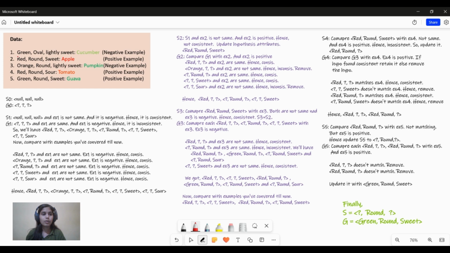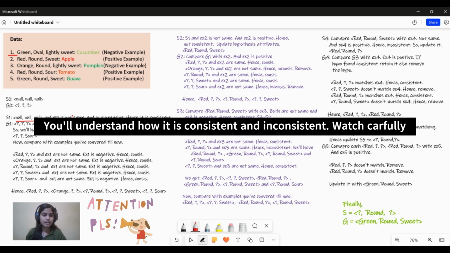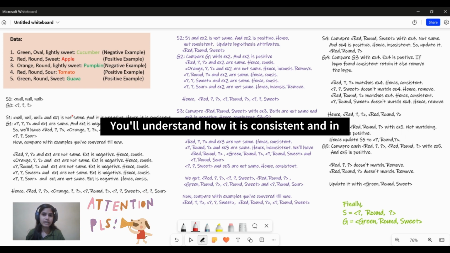Now we will go on to the first example, and the first example is a negative example. Now what we will do is compare. First we will work with the specific hypothesis. As it is a negative example, we need not do anything with the specific hypothesis. How am I saying this? Let's see. First we will compare null, null, null and example 1. Here null and example 1 are not the same, and example 1 is a negative example, so it is consistent. So we will keep it as it is. We will keep S1 equal to null, null and null.